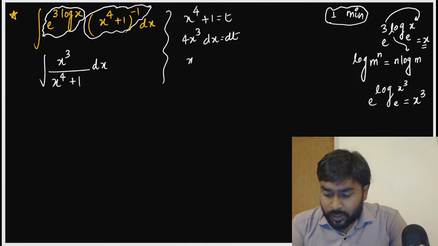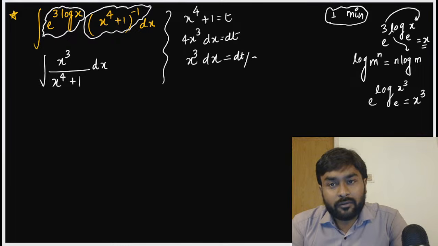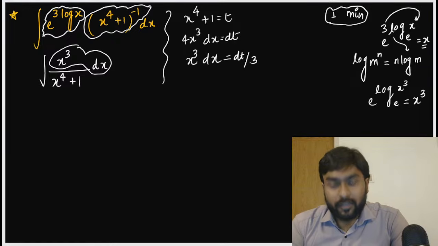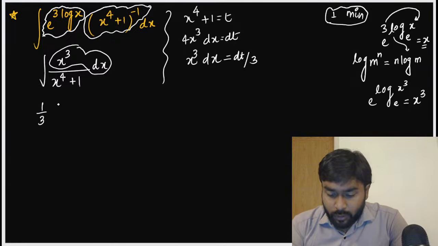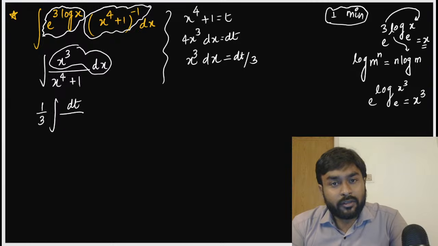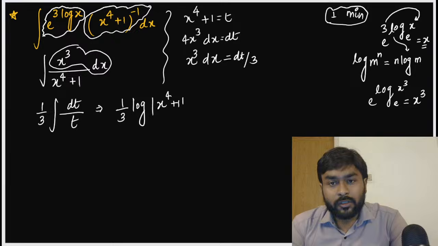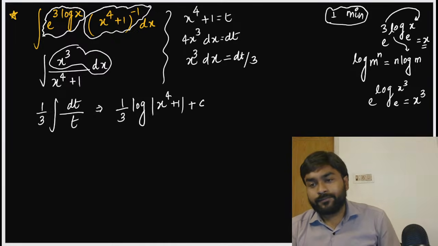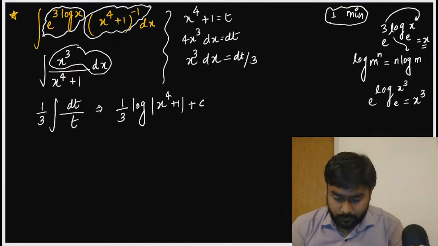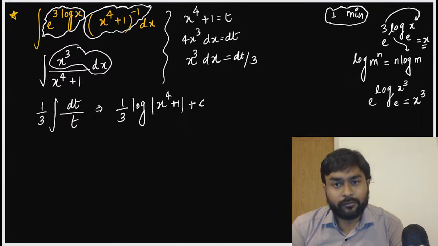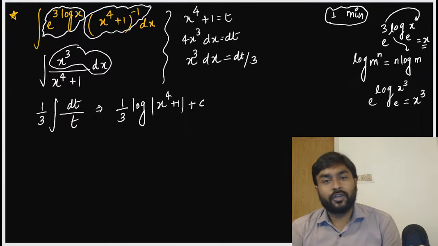So after this what can you write? x cube dx will be dt by 4. So here you can write dt by 4 and in denominator you can write t. So 1 by 4 out and this you can write dt by t. So integration of dt by t is simple: 1 by 4 log t, and in place of t you can write x power 4 plus 1, plus c. So that will be our answer. Good. Very good. x power 4 plus 1 equal to t.